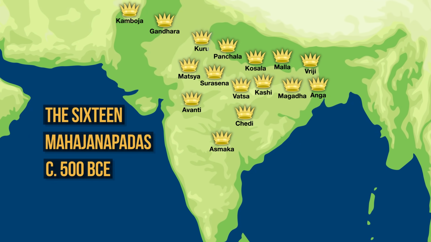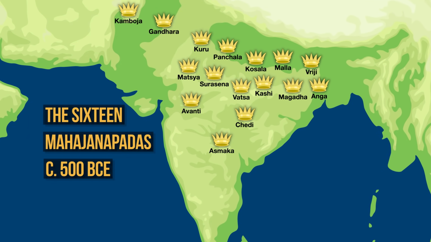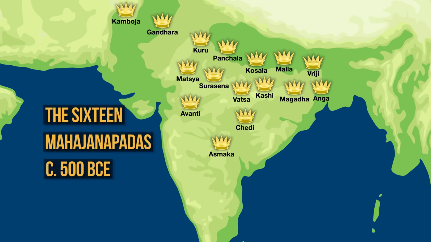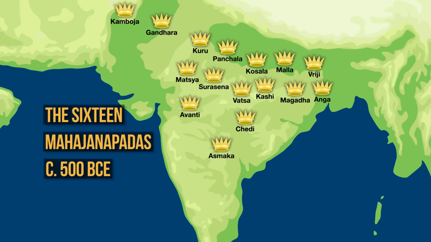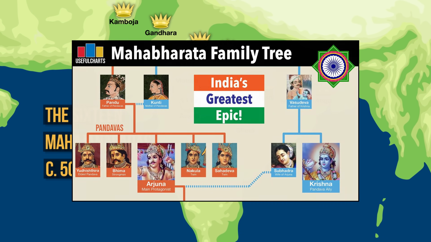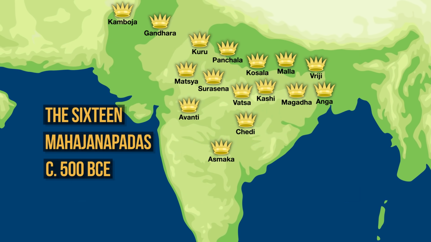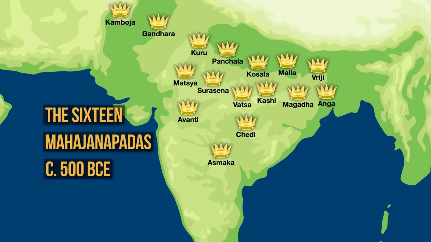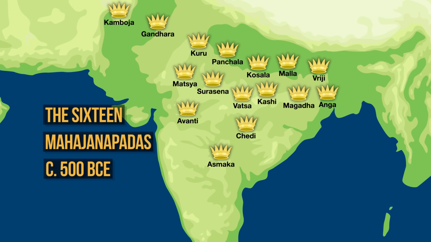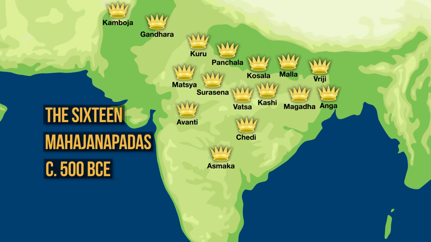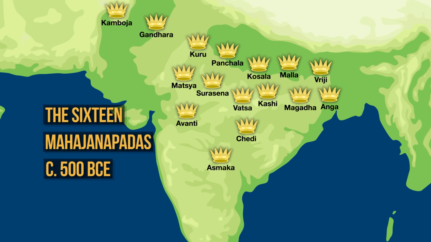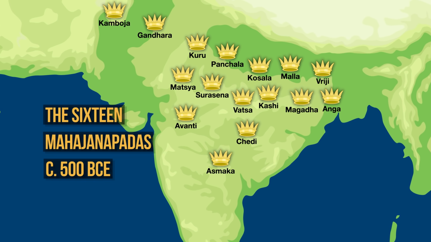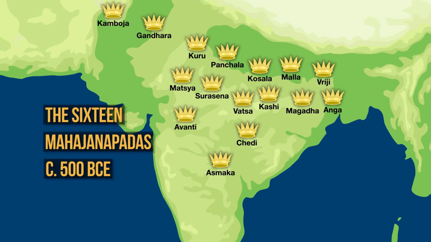First, Kuru. The Kuru kingdom is where the Hindu epic the Mahabharata is set, although the events in that story supposedly occurred many centuries before Buddha's time. We did a video on that topic, which I'll link to in the description if you're interested. Second, I want to point out Magadha. Starting around the time of the Buddha, Magadha started to become the most powerful of the 16 Mahajanapadas. In fact, it would eventually grow and grow, and come to rule virtually all of the Indian subcontinent under Emperor Ashoka, whom we'll talk about later.